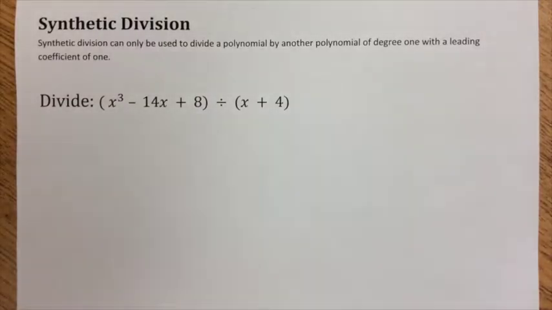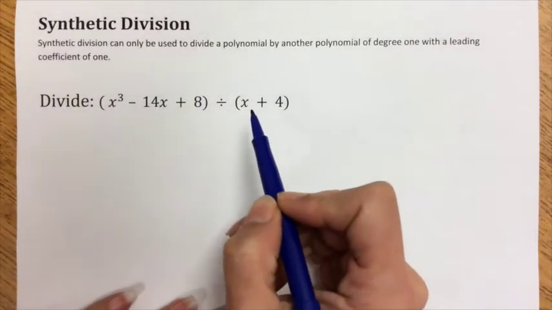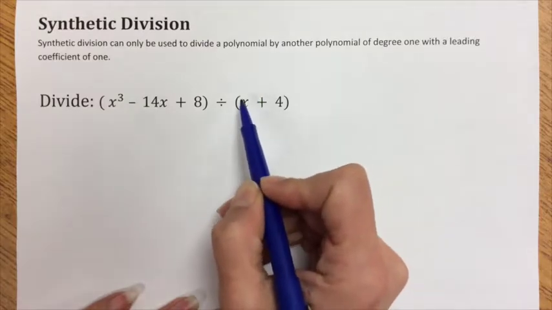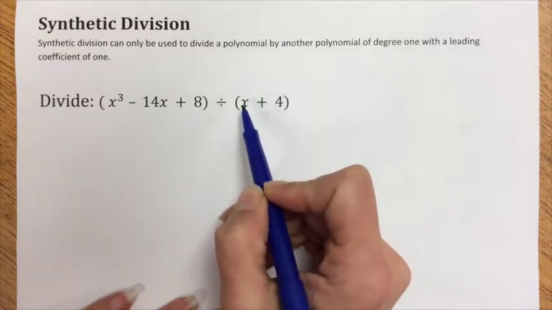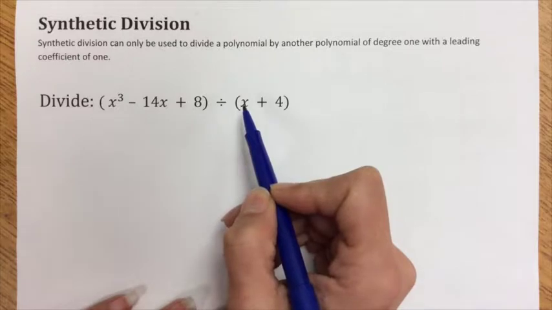There's another method to divide polynomials, and it's called synthetic division. Synthetic division is often considered easier by most students. However, there are some rules. You can only use synthetic division if you're dividing by a linear divisor. So it has to have a degree of 1, and its leading coefficient also has to be 1.